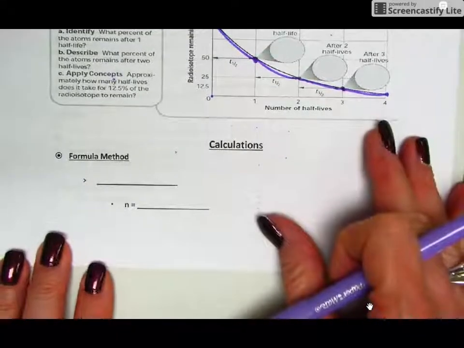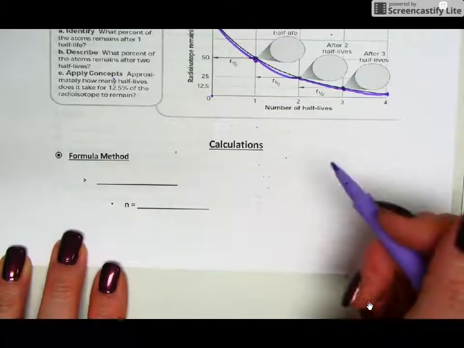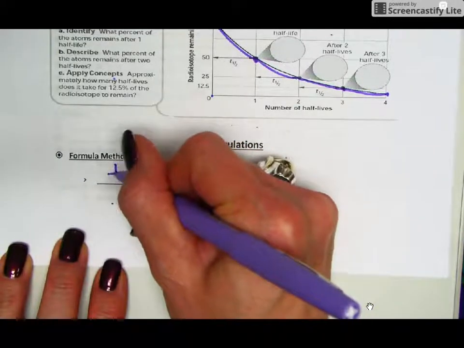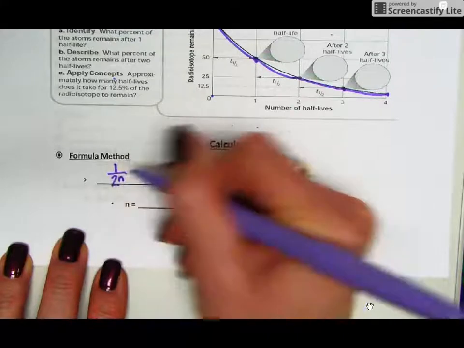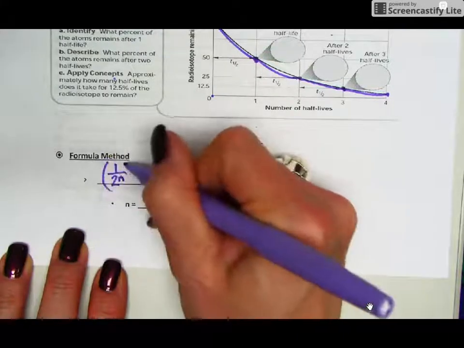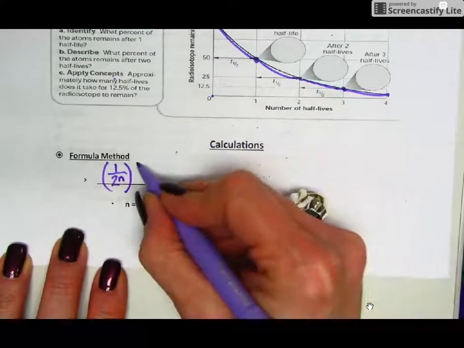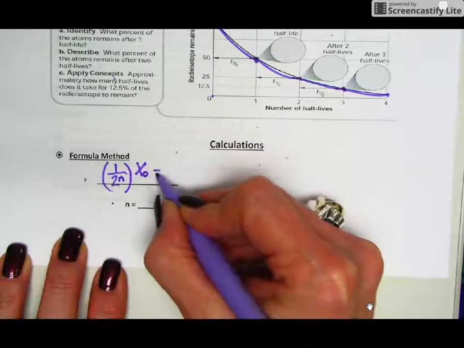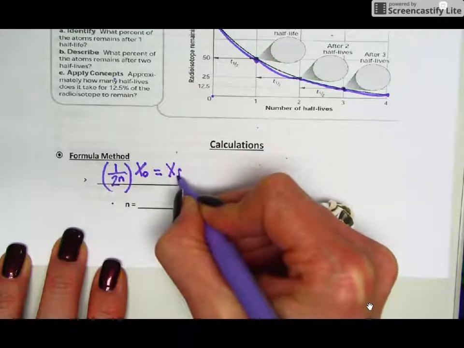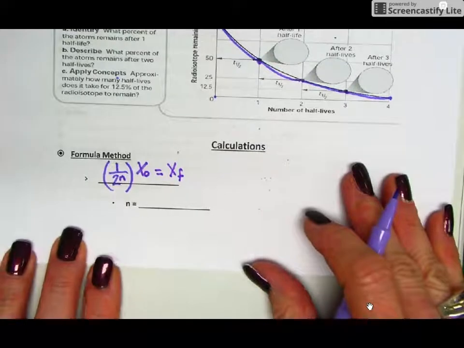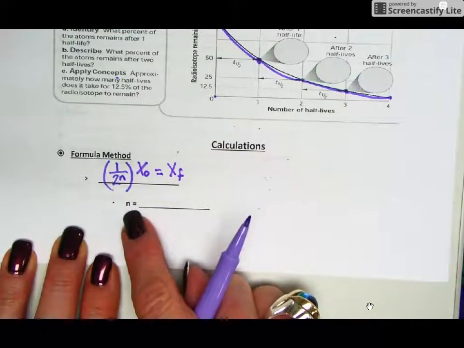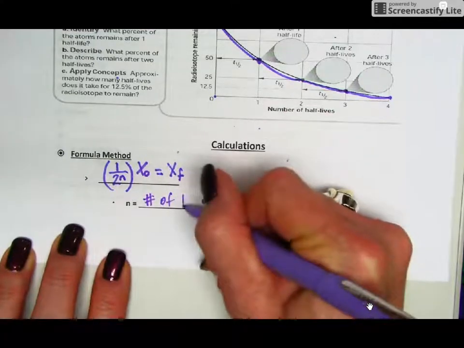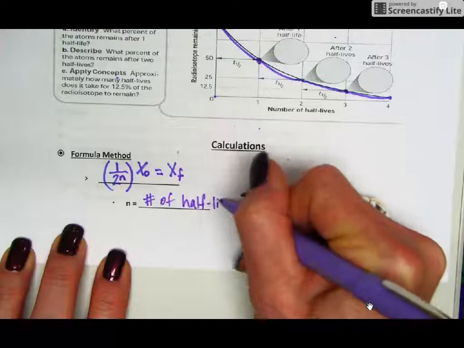So the formula method, for that one, you would calculate half-life by using the formula 1 divided by 2 to the nth power times x sub 0, which is your initial amount, equals x sub f, which is your final amount. So let's clarify what each of these stand for. N represents the number of half-life cycles.